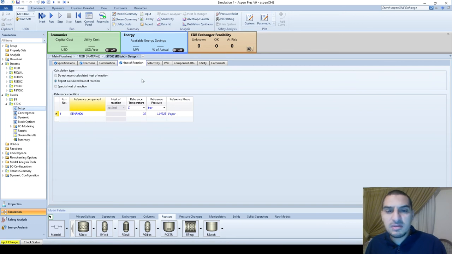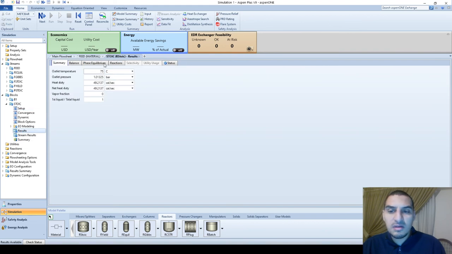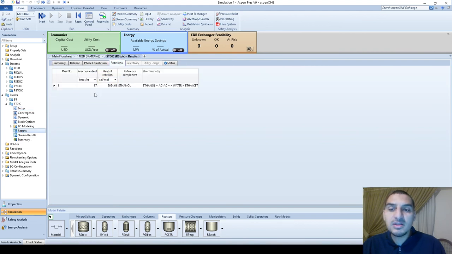The other tabs are not that important now. You can have the utility. I think we talked about the utility before. Anyway, we should be good to go. And now I'm going to run the same run with only reporting the heat of reaction, and I'm going to see the results. It's going to be the same, but here you see the heat of reaction is produced.